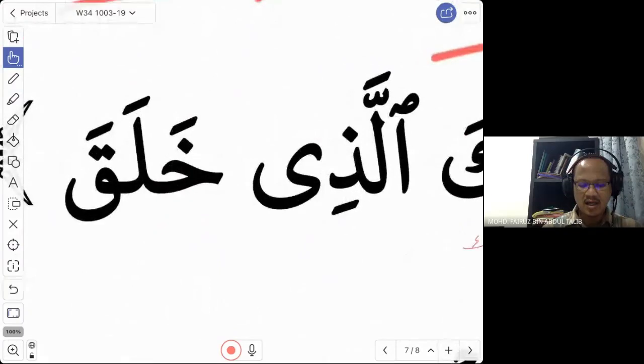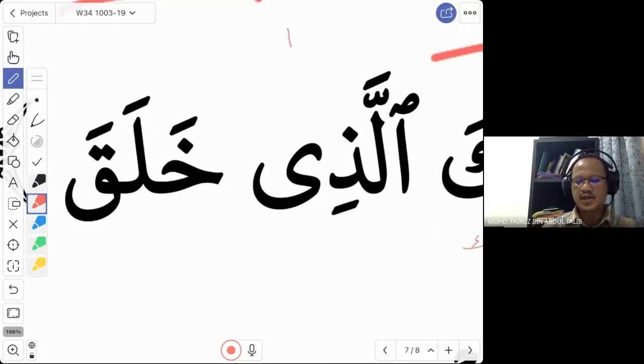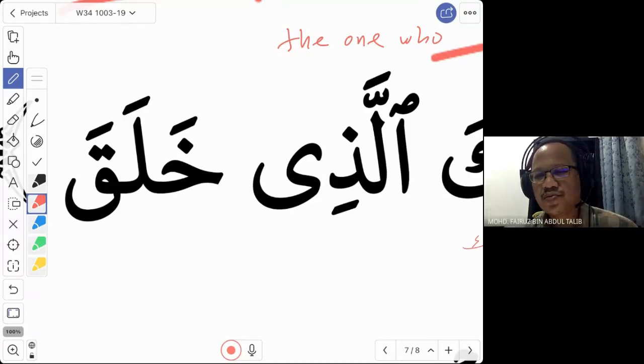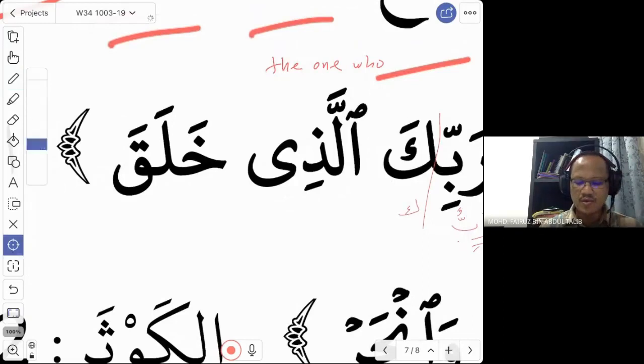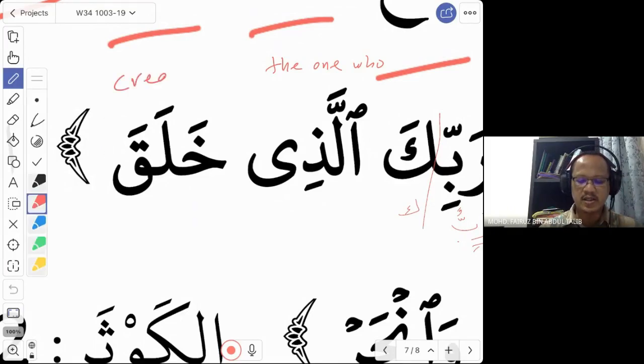Alladhi khalaqa. Alladhi. The meaning of Alladhi is the one who. It can refer to a person or it can refer to an object. The one who, the person who, the object that. That is the meaning of alladhi. So here we say your Rabb, your God, the one who, your God who has created. Khalaq means created.